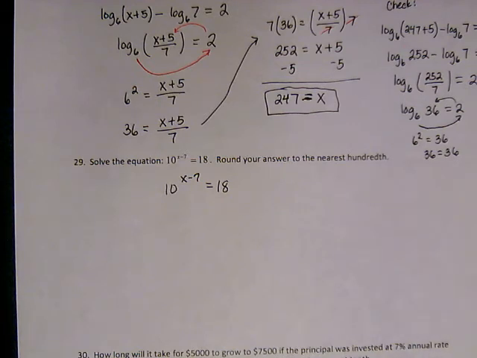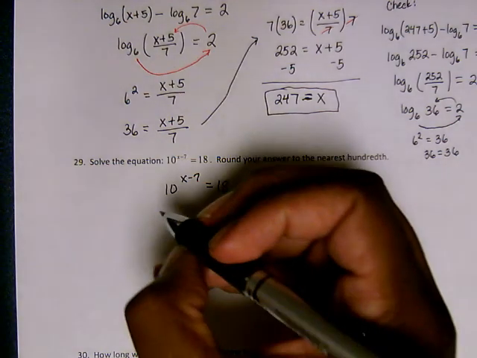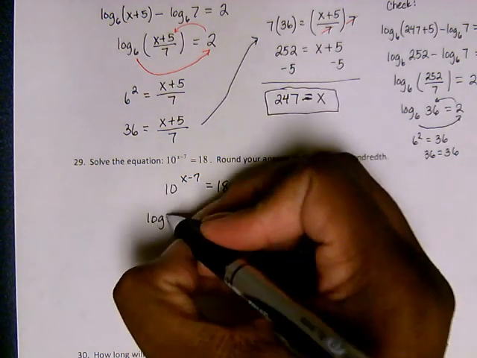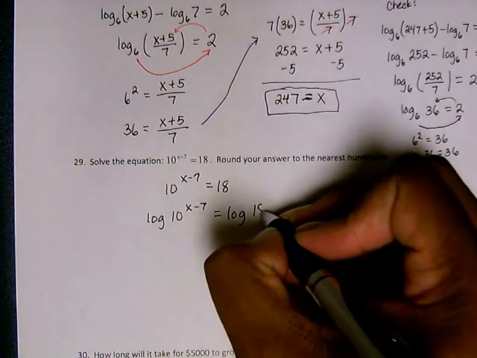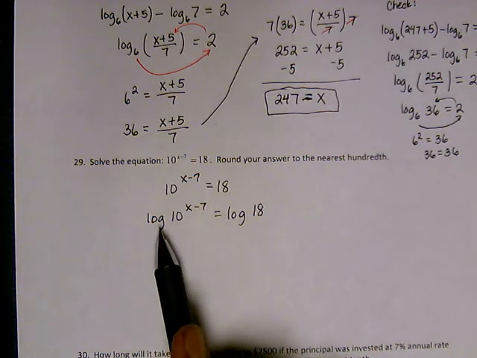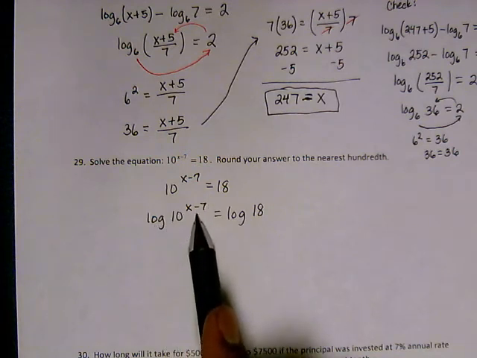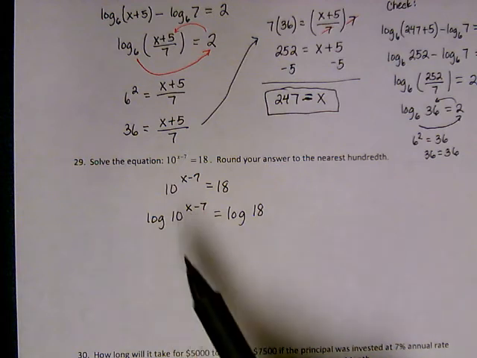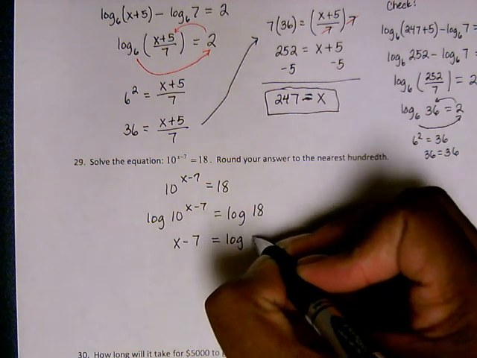Now notice, normally I would take the natural log on both sides, but I have a base of 10 here. So instead of taking the natural log on both sides, it'll be easier to take the log on both sides. So I'm going to take the log on both sides of this equation. So I have the log of 10 to the x minus 7 equaling the log of 18. Now, there is a property that says if you have log of 10 to whatever your exponent is, that will be your exponent. So log of 10 to the x minus 7 is x minus 7. And that's equal to the log of 18.